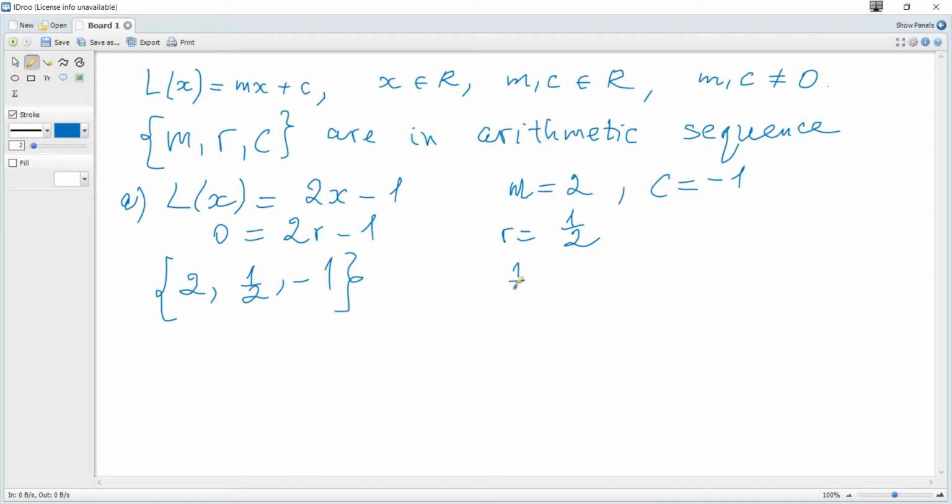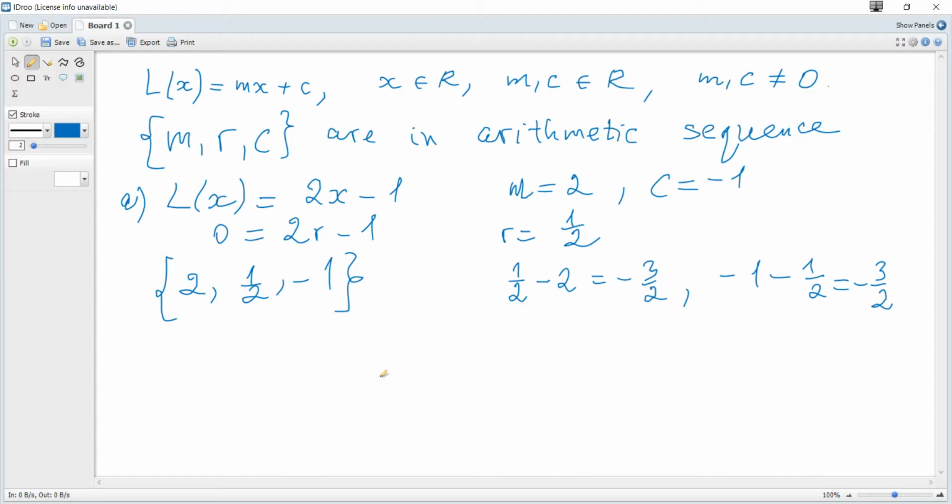So let's consider the second one minus the first. Half minus 2 is negative 3 over 2, and negative 1 minus a half is also negative 3 over 2, and we write a conclusion: since there is the same common difference, 2, half, and negative 1, which are m, r, and c, form an arithmetic sequence. So L of x is an AS linear function as required.